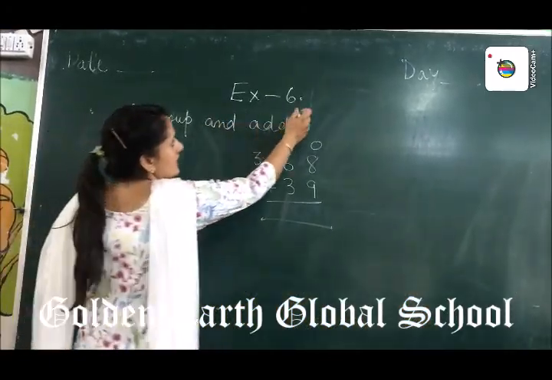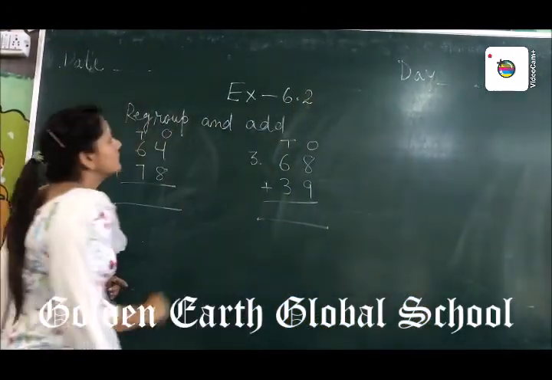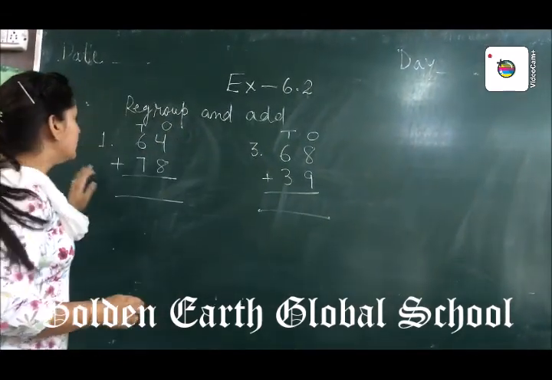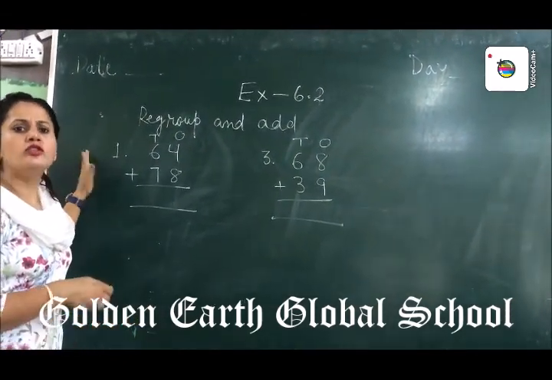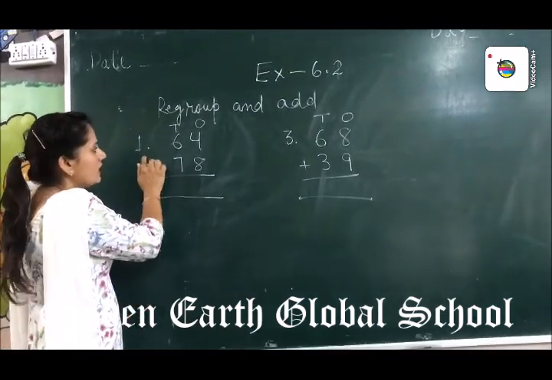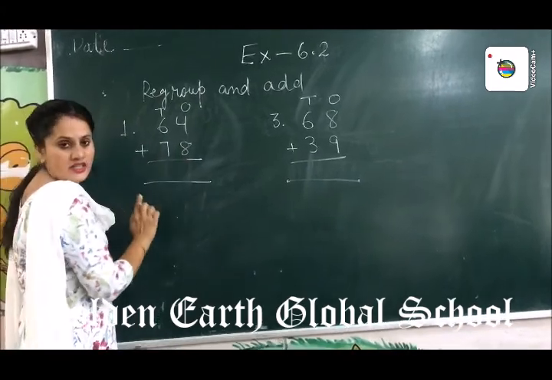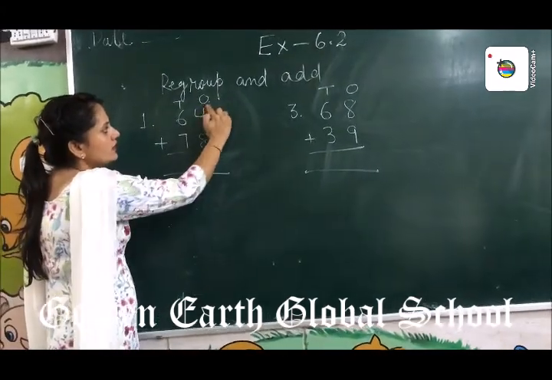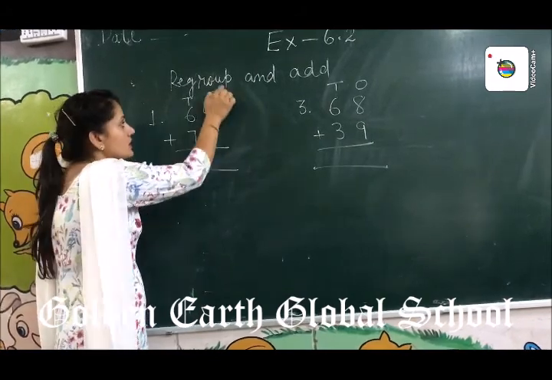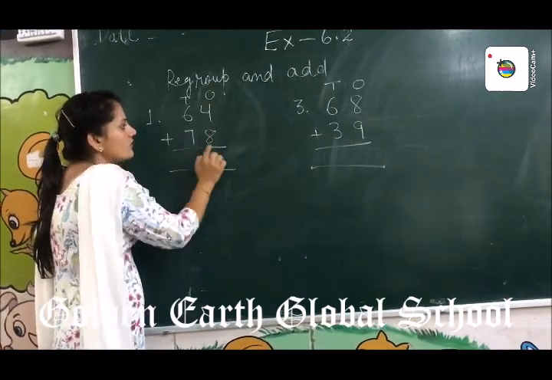Now exercise 6.2. We will solve exercise 6.2. Our question is regroup and add. Regroup and add. Regroup means we will have carry sums. Now first we have this sum 64 plus 78. Write down places on it. This one is our ones place, this one is our tens place. Firstly solve this ones column.